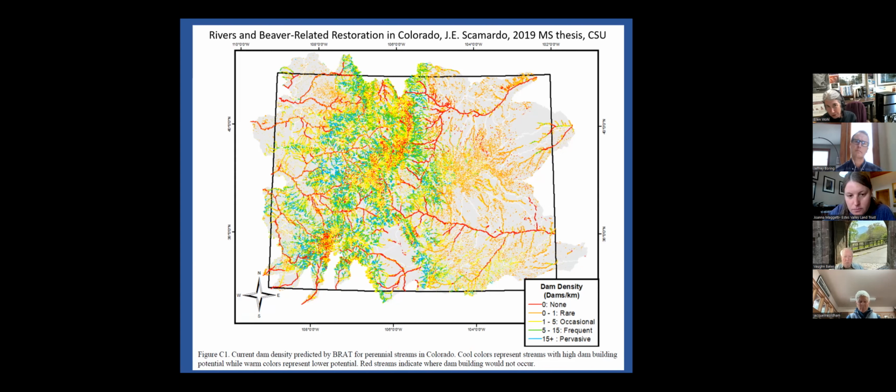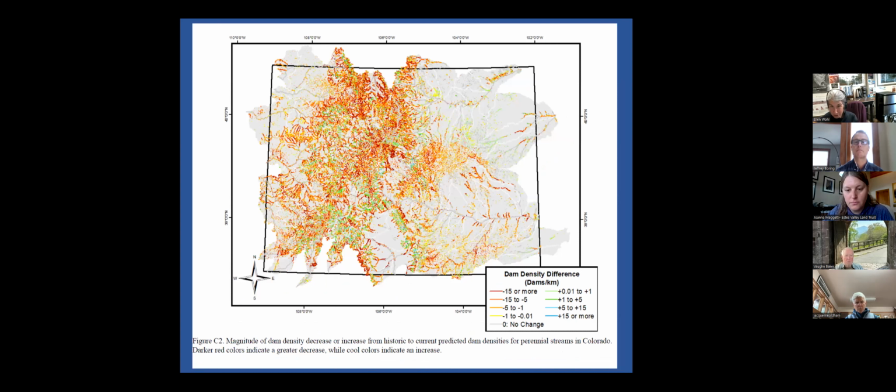But you can also use BRAT to estimate past conditions. So there are different layers in this, the size of the streams, the underlying topography, the type of vegetation present, and people have estimated the type of vegetation present prior to European settlement. So you can look at BRAT 200 years ago, and this map is showing change. So the key things are the hot colors, the reds. There's been a dramatic loss in beaver habitat.